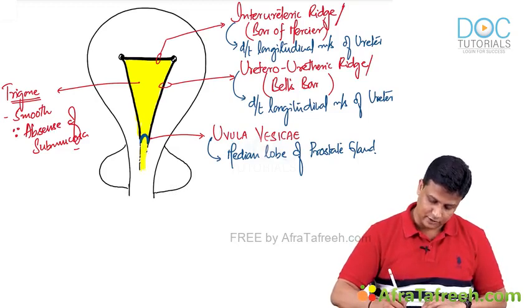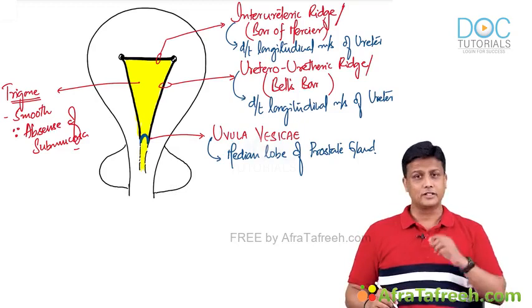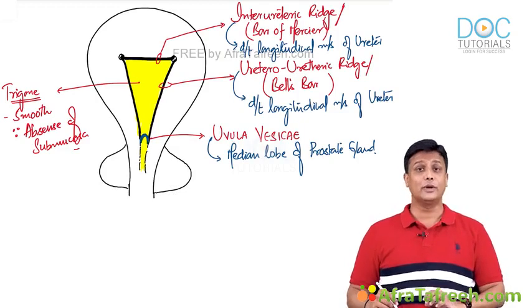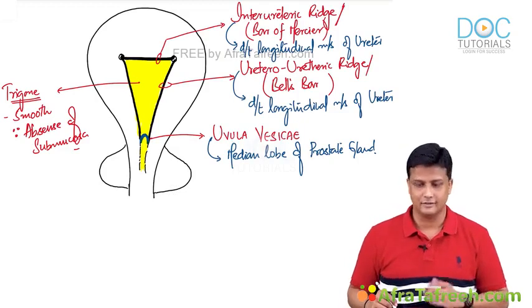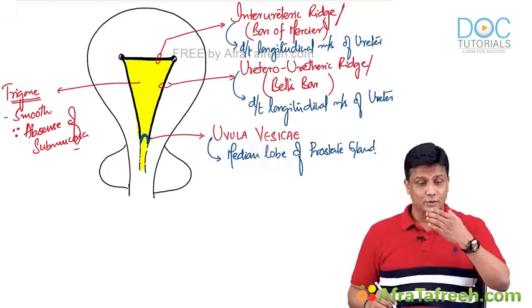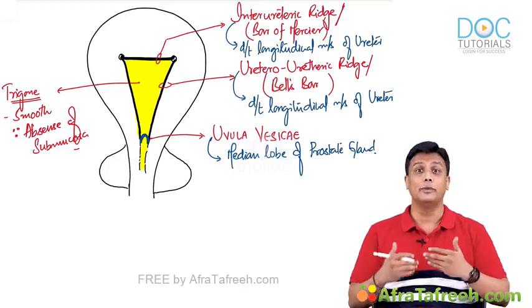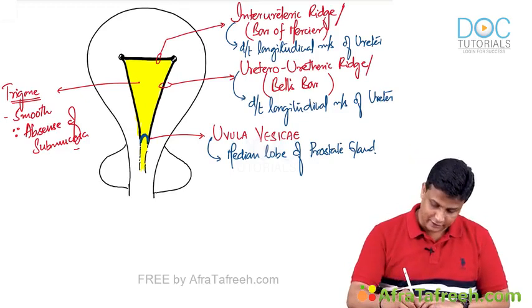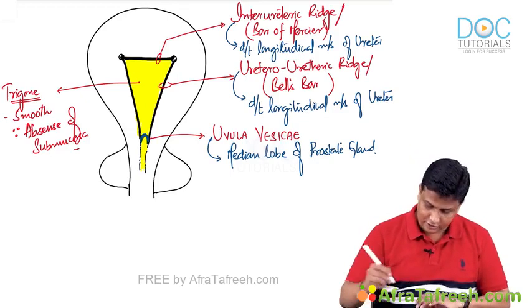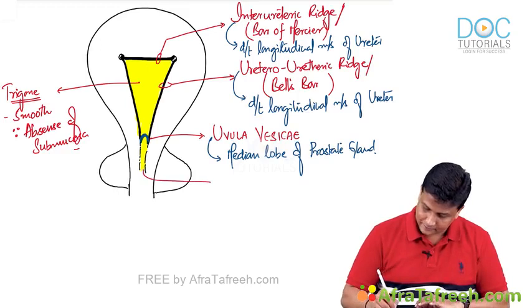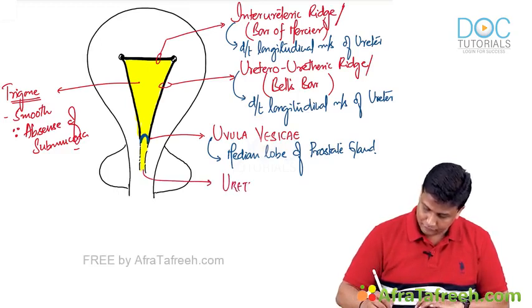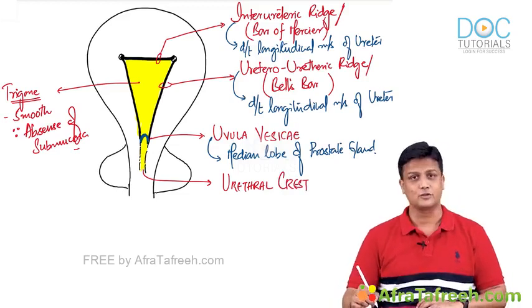The muscles of the trigone will not stop there. The muscles of trigone will also continue down into the urethra. Of course, which urethra? Prostatic urethra. So in the wall of the prostatic urethra, the muscles of trigone are going to form an elevation, and that elevation is actually referred to as the urethral crest. Urethral crest.